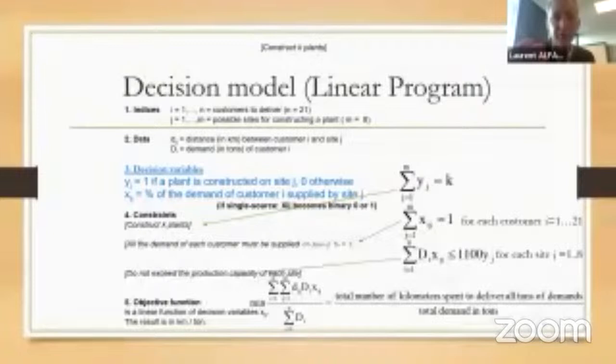I don't want to lose any demand. So all the demand is served. This is this constraint here. M is the number of sites, 8, okay? M is 8.